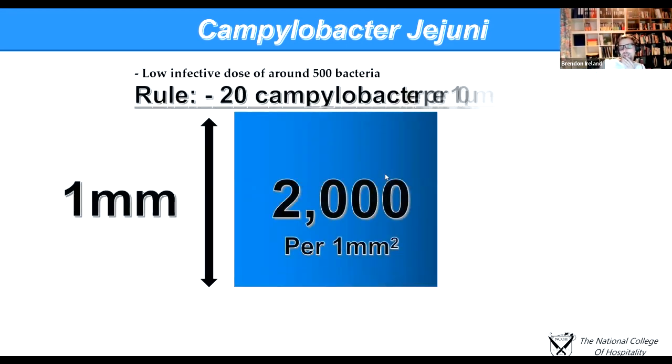So we'd say sort of a different set. If we just say 20 Campylobacter per 10 microns squared, you'd be looking at about 2,000 Campylobacter in 1 millimeter square space, which is not a great deal. From one of the reports I was reading, as small as the smallest water drop full of Campylobacter will infect up to 10 people.